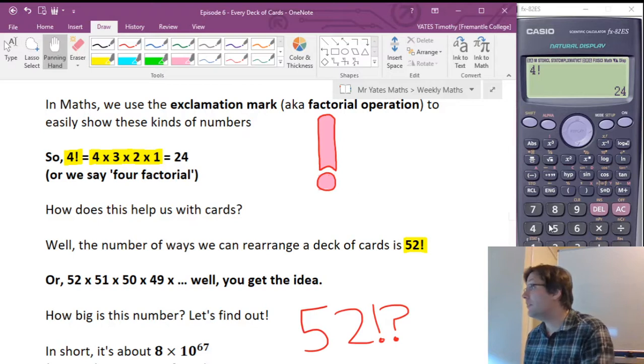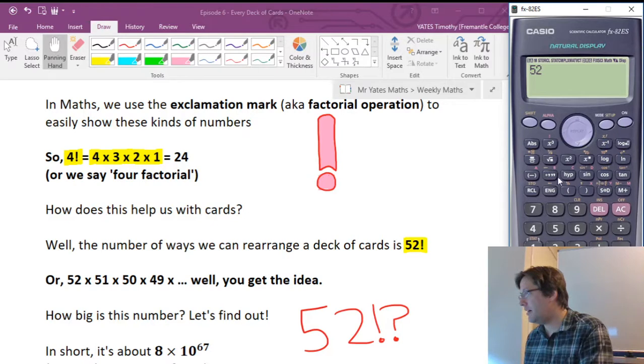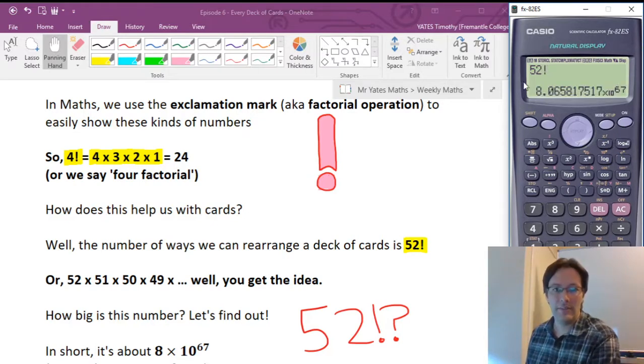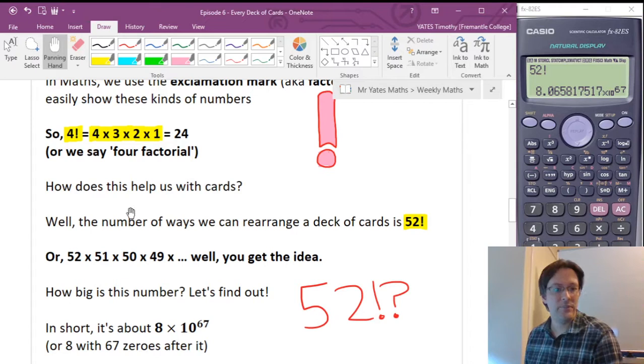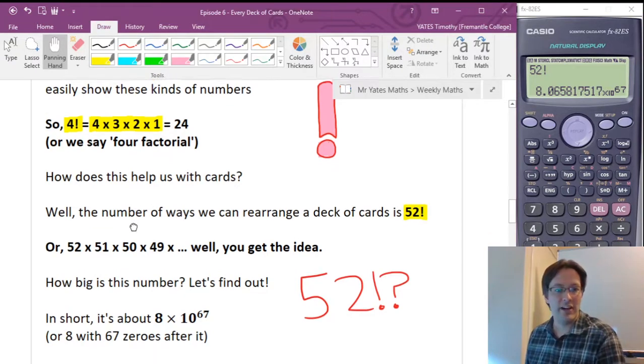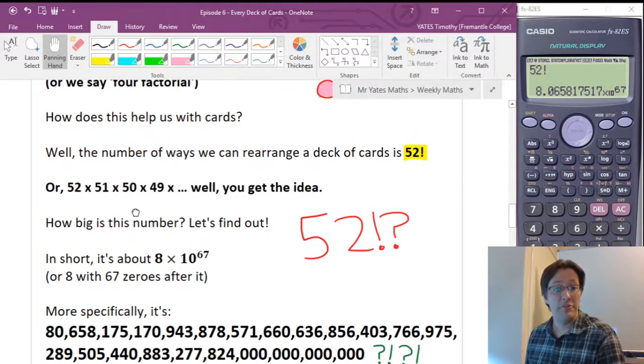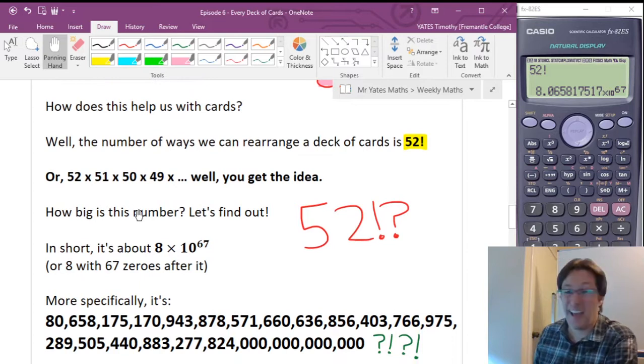Let's find out. So what I'm going to do is put 52 and then an exclamation mark behind it in my calculator. And it gives me this absolutely enormous number. So it's approximately 8 times 10 to the power of 67. What number is that? That is 8 with 67 zeros after it. Or more specifically, it's that. That is not a small number. That is a big number.